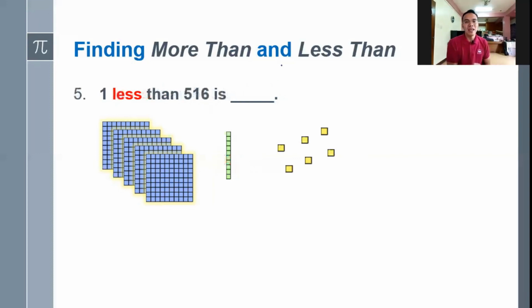Okay, next. 1 less than 516. So you're going to take away 1 from 516. So if you look at the figure or the picture, the ones value is affected, from 6. It will become 5, right? So we have 515. And that's our last example. See you in my next videos.